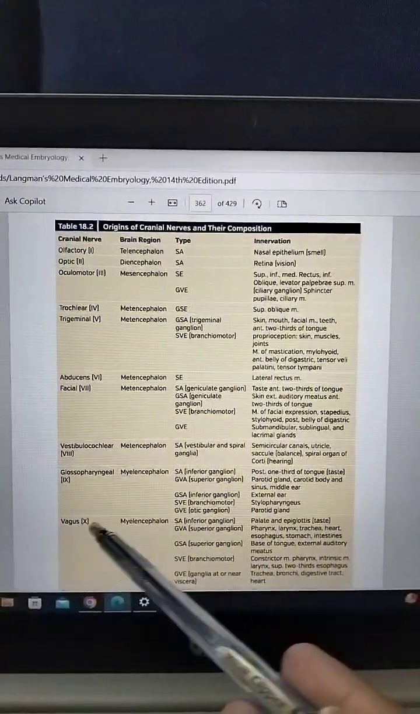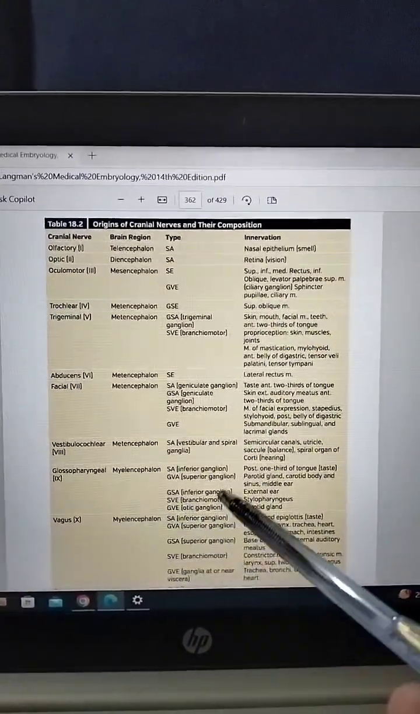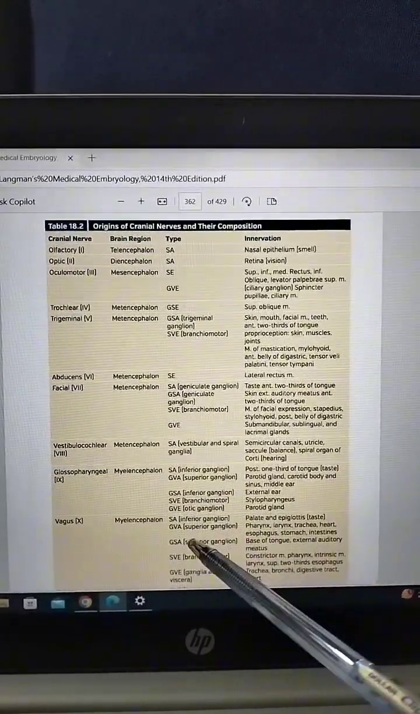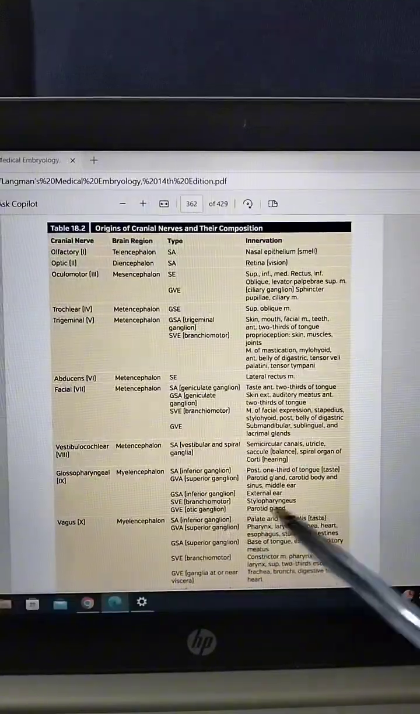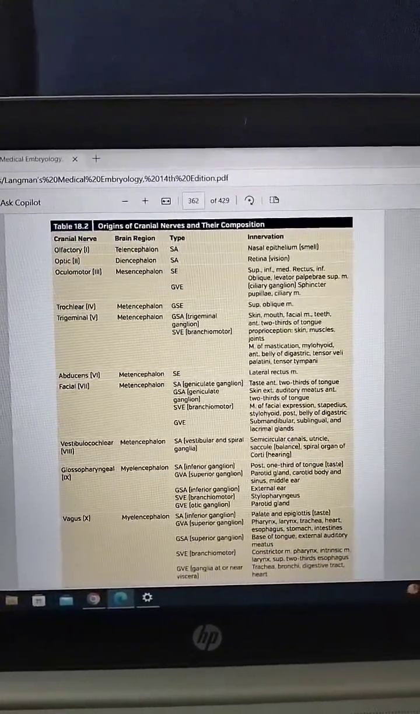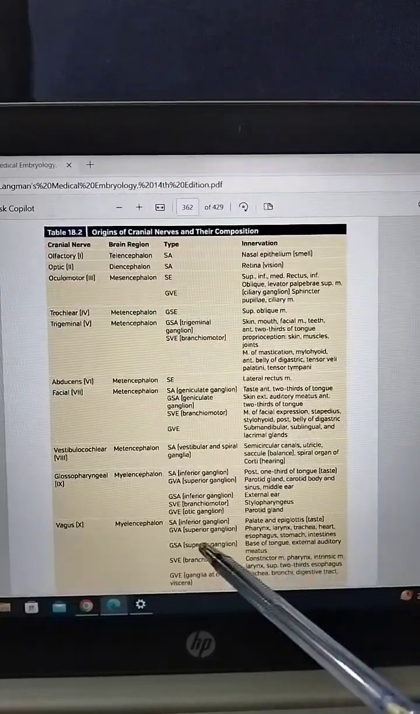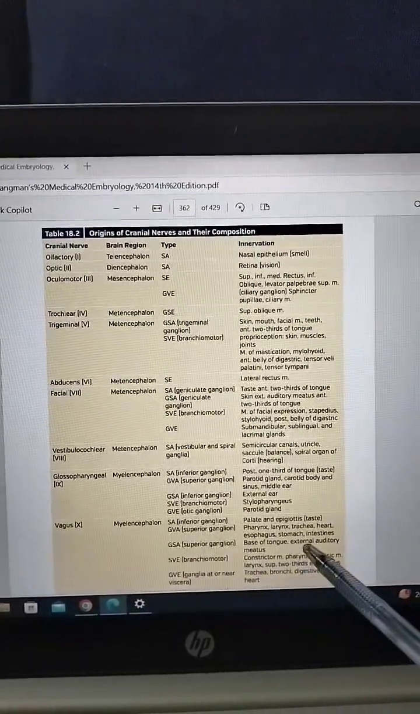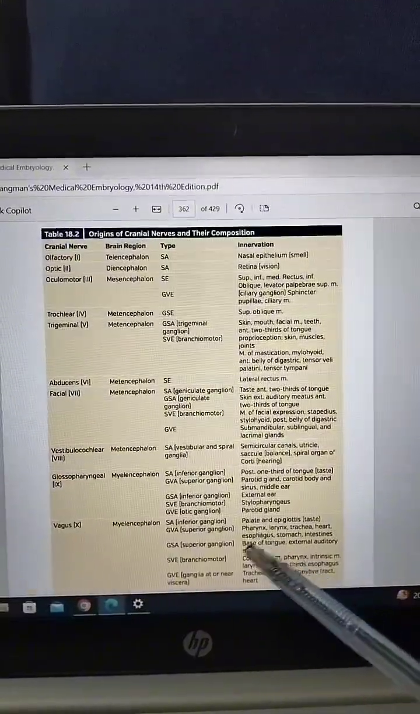Now let's talk about the 10th cranial nerve, and it also comes from the myelencephalon. It has the same components as the glossopharyngeal nerve: GVA, GVE, SA, GSA, and SVE. So first of all, let's talk about the SA component, which is just for the taste. So what are the areas used for that? Palate and epiglottis. Okay, please remember that. So now let's talk about the GSA. GSA, as I told you before, is always for the tickling. Here the GSA is what's going to supply the base of the tongue, external auditory meatus.